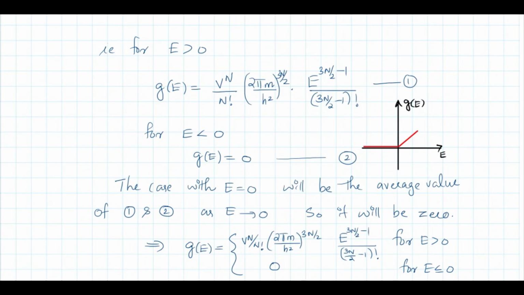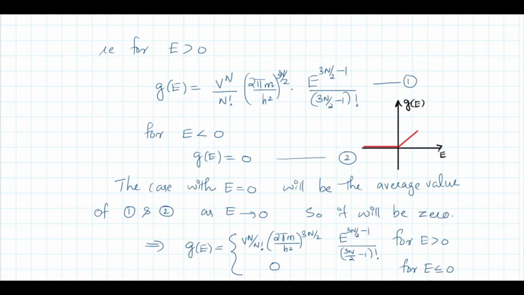For energy less than 0, density of states is 0. That is, we can plot a graph. For energy less than 0, this is 0, the red line. Then as energy increases, it increases. Not linearly, it increases as e raised to 3n by 2 minus 1. The point is, at e equal to 0, this density of states is 0. This g of e starts increasing from 0, and depending on the value of n, the nature will be different. It is not linear. I just wanted to show you that the curve is continuous at e equal to 0.